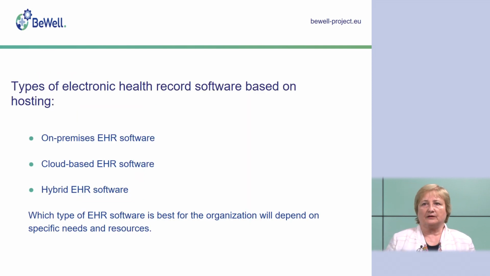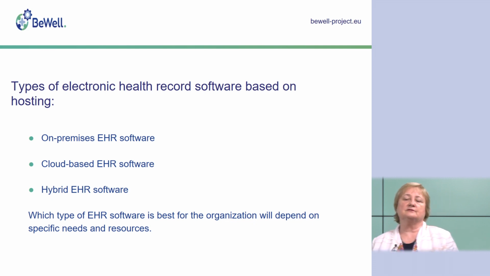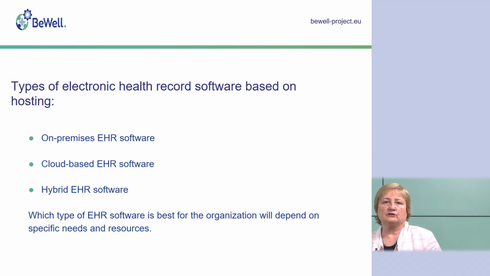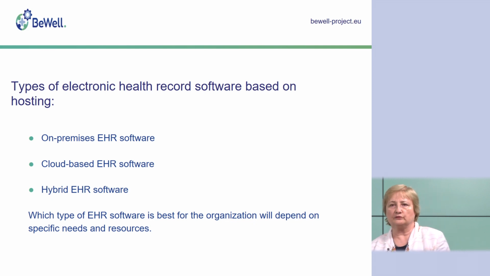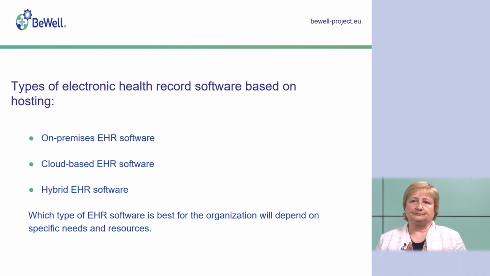What are the types of electronic health record software? Based on hosting: on premises, cloud-based, and hybrid. And which type of electronic health record software is best for the organization? This will depend on specific needs and resources. It depends on the size of the organization and its position in the healthcare system. Is it for primary healthcare, secondary, tertiary, or an integrated healthcare system?